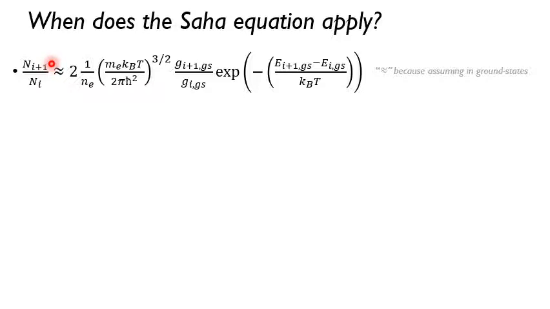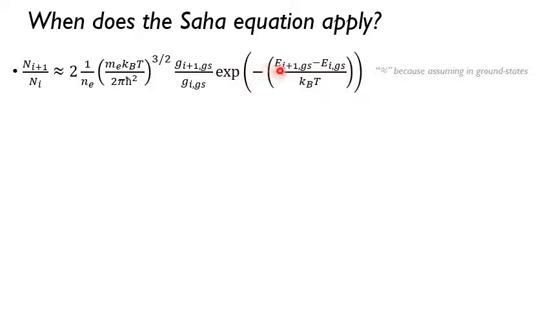What is it? You have, for instance, the fraction of nuclei that are in a particular ionization state relative to another. So for instance, singly ionized versus neutral. And this depends on the electron density of the environment. You have some degeneracy factors here, so how many states do you have for a given energy level of your nucleus? And then you have this exponential factor here.